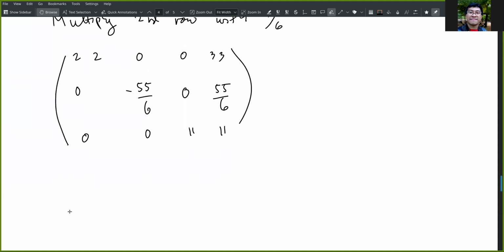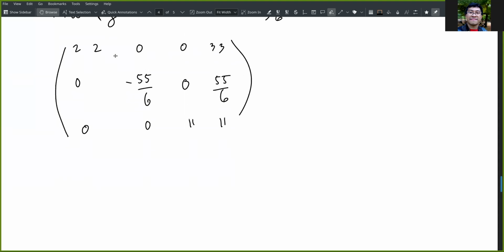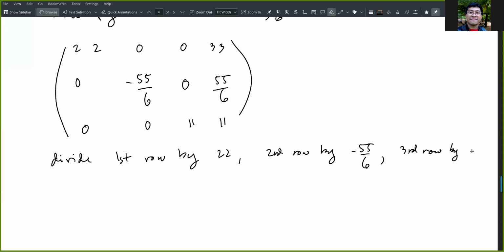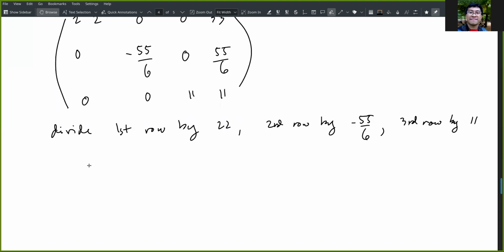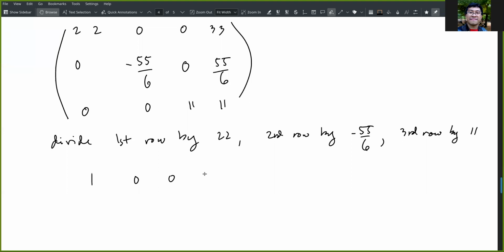We can also divide each row by a certain number. Let's say we'll divide the first row by 22, second row by negative 55 over 6, and then the third row by 11. So we get 22 divided by 22, that's 1. 0, 0, 33 divided by 22, that's 3 over 2.